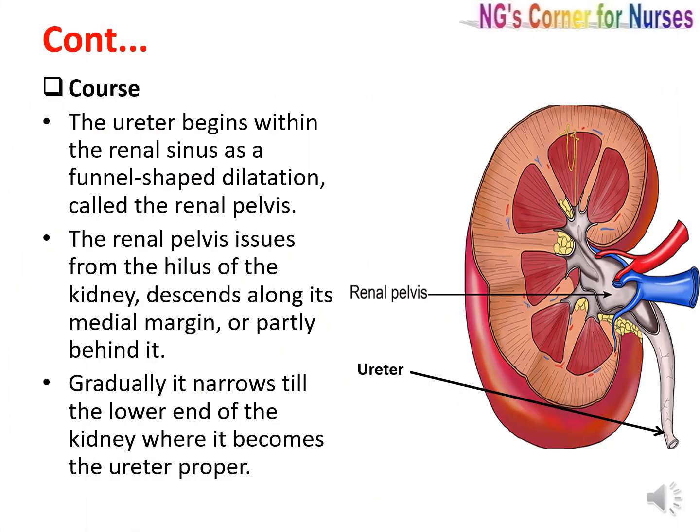Next, coming to the course. The ureter begins within the renal sinus as a funnel-shaped dilatation which is known as the renal pelvis. The renal pelvis issues from the hilus of the kidney and descends along its medial margin or partly behind it. Gradually, it narrows till the lower end of the kidney, where it becomes the ureter proper.